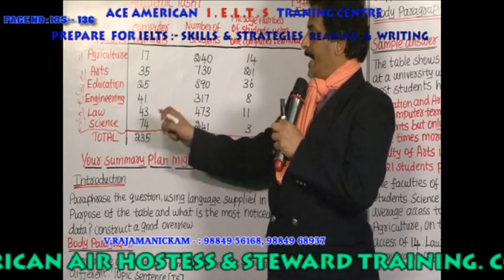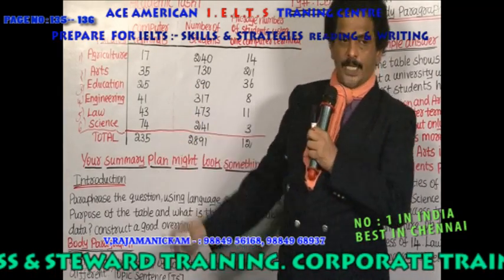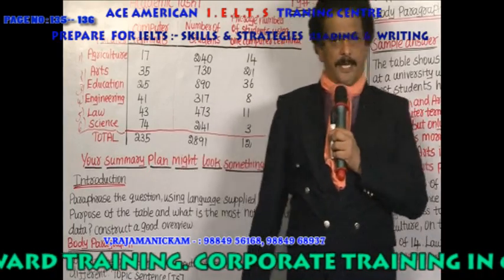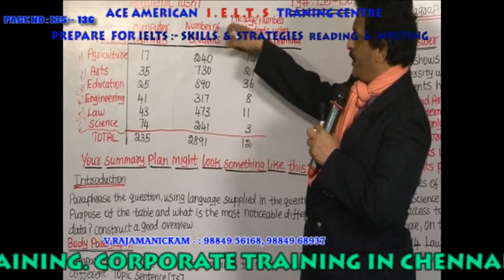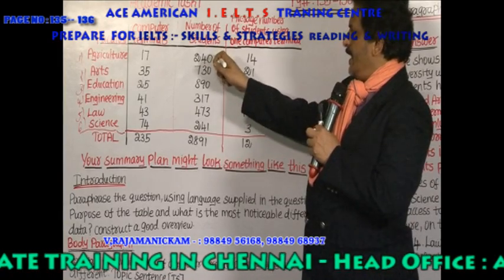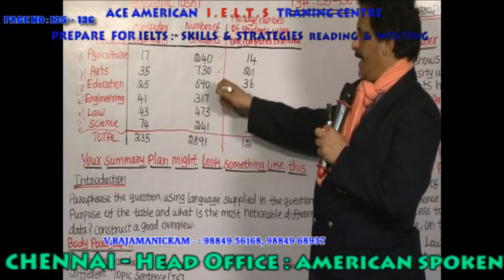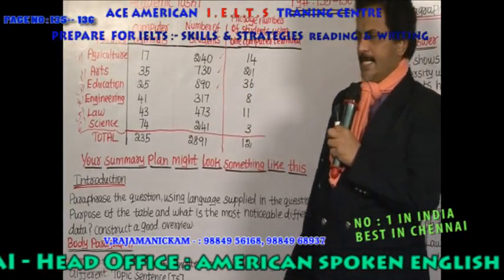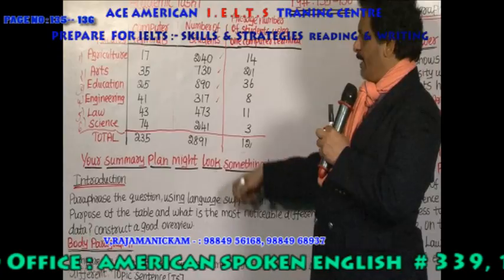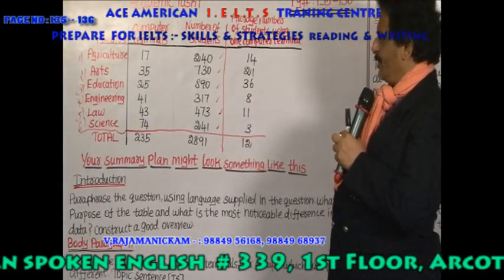Coming to the third column, number of students. How many students are there? In the agriculture department you have 240 students, arts 730, education 890 students, engineering 317 students, law 473, and in science you have 247 students. So here we have the number of students and number of computers in each department.